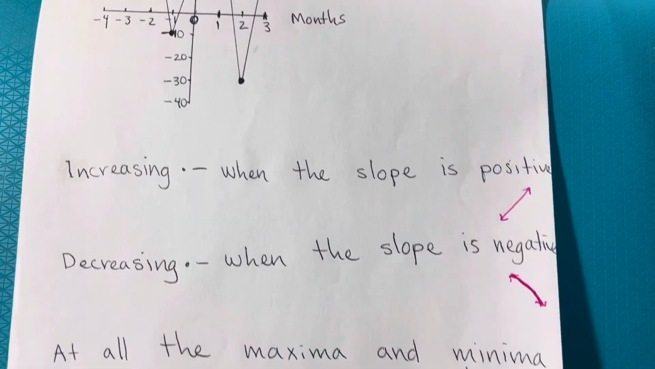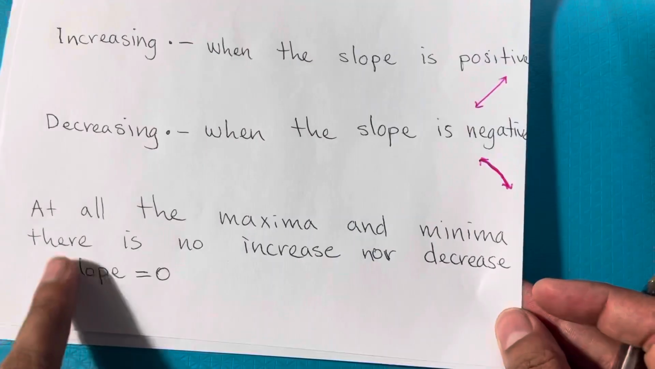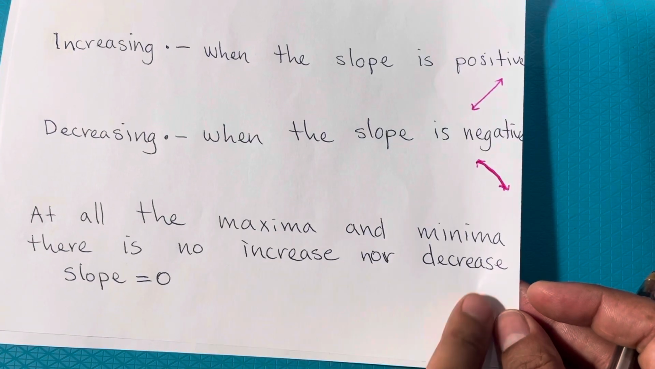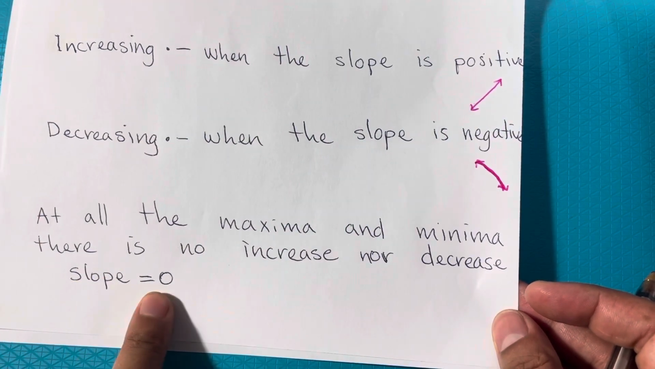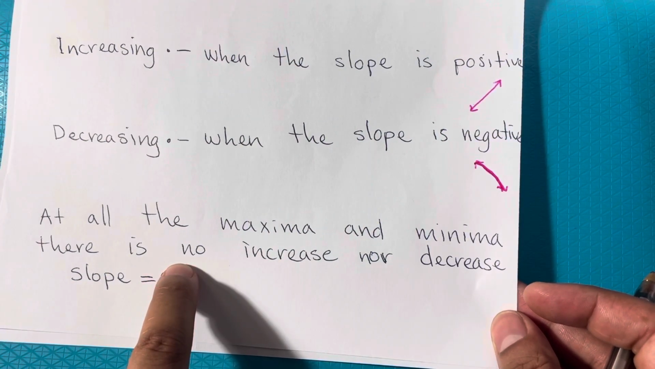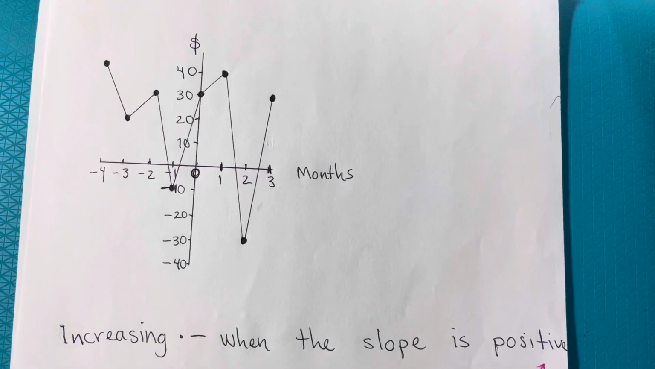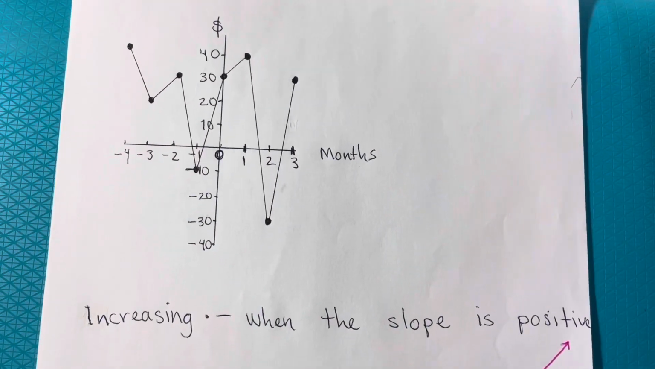Oh, one more thing in here, it says, at all the maxima and minima, there is no increase nor decrease because the slope equals 0. It just stops right there, okay? It doesn't continue to grow or decrease. So this is a graph.